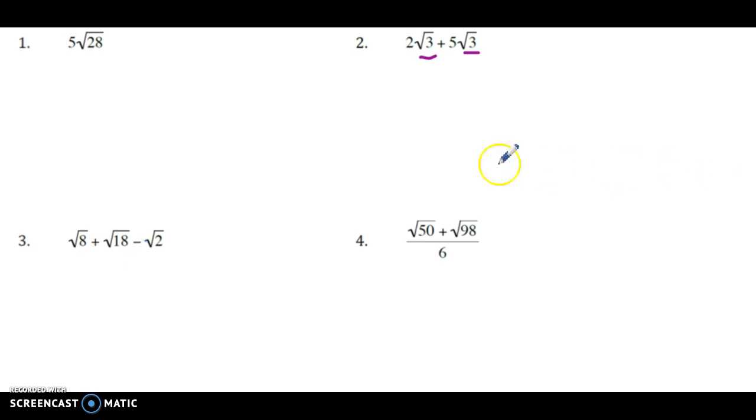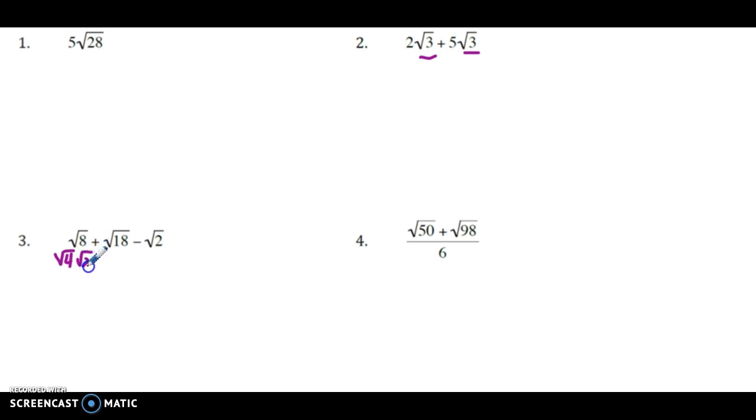So number 2 was easy because we had like radicals. Number 3 is not quite as easy because our radicals are not alike. And so I'm going to simplify the radicals first so that they are alike, and then I can add them or subtract them. So I'm going to start with the square root of 8. Okay, so the square root of 8, I can simplify it to the square root of 4 times the square root of 2.